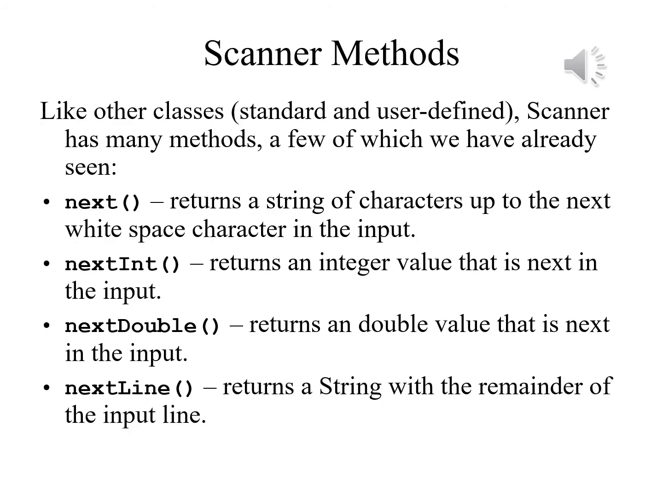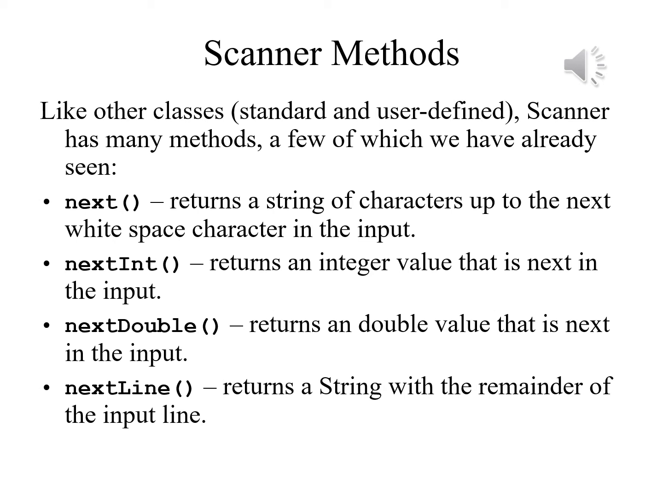Like other classes, standard classes and user-defined classes, Scanner has many methods, a few of which we have already seen. next, which returns a string of characters, up to the next whitespace character in the input. nextInt returns an integer value that is next in the input. nextDouble returns a double value that is next in the input. nextLine, which returns a string with the remainder of the input line.